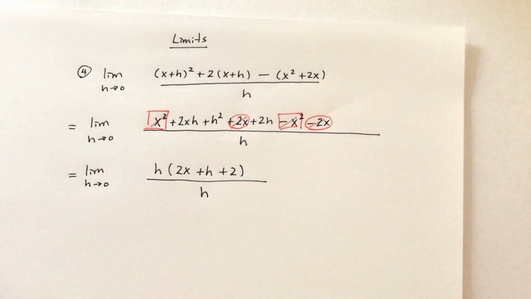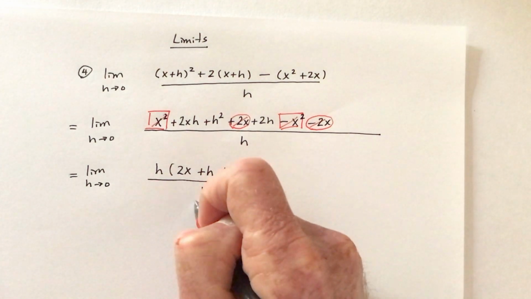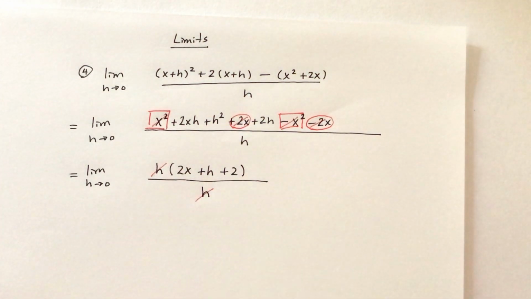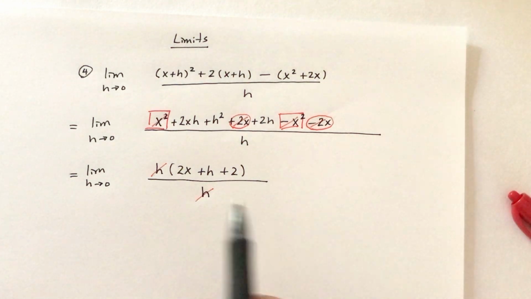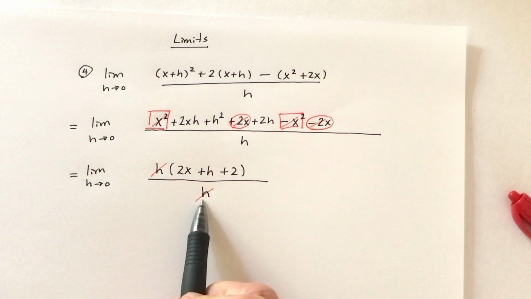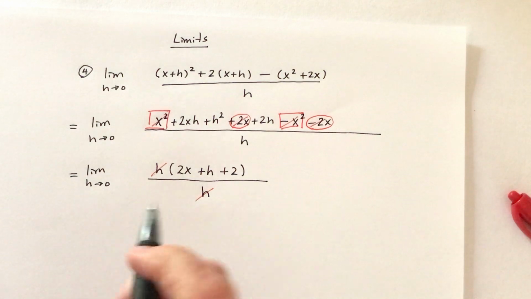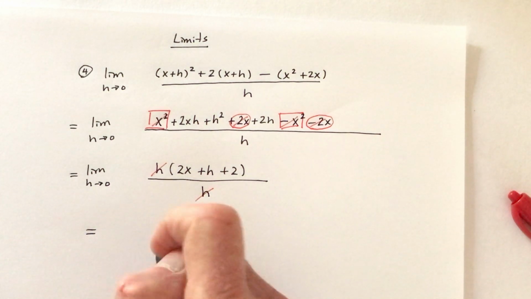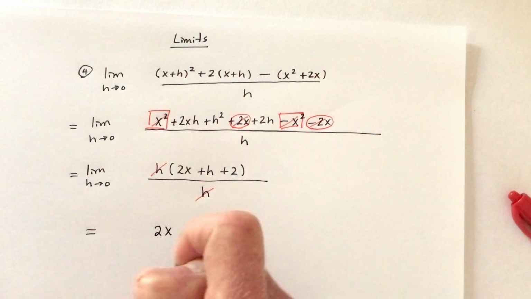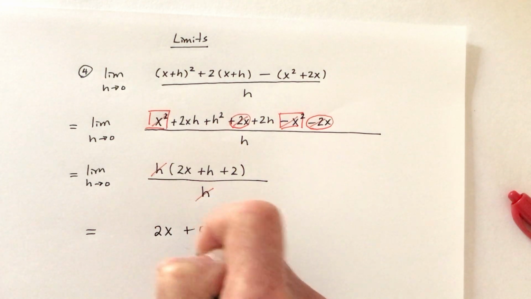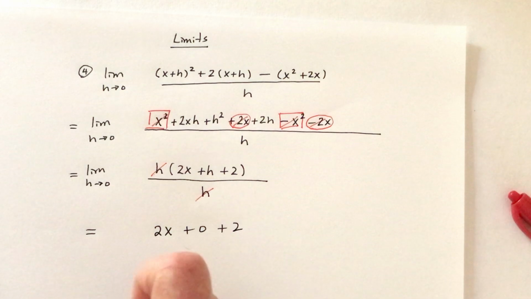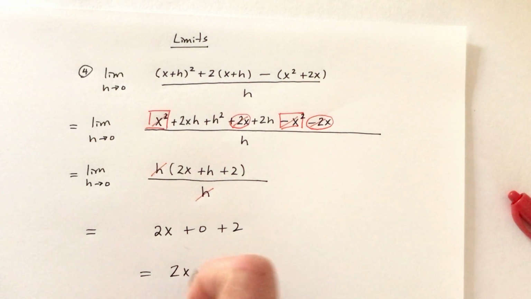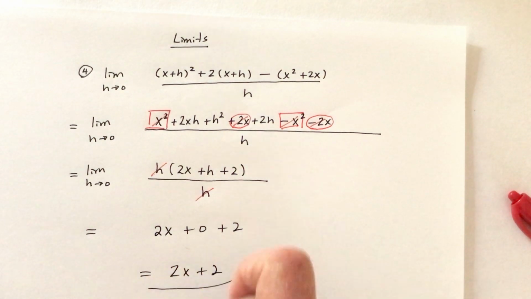And, like I think I just said, when you're doing limits, quite often you're going to get cancel, cancel. And now that this, which was causing division by 0, has been canceled, you can plug in that h is becoming a 0. So this would just stay 2x, and then plus 0 for h and plus 2. Or in other words, 2x plus 2.